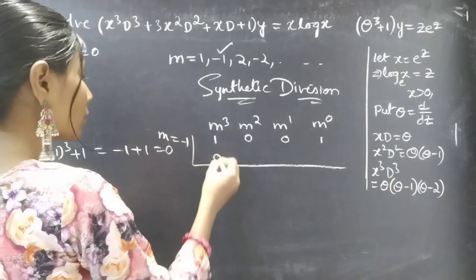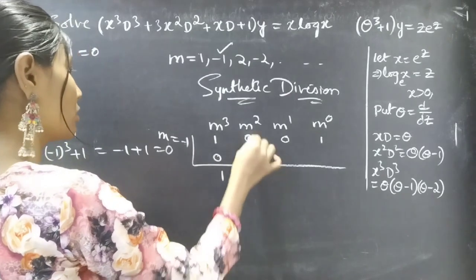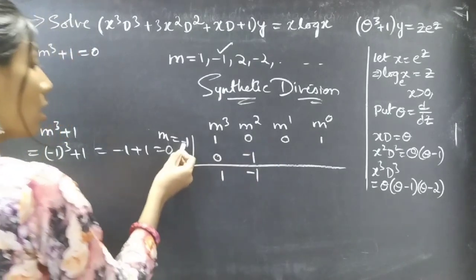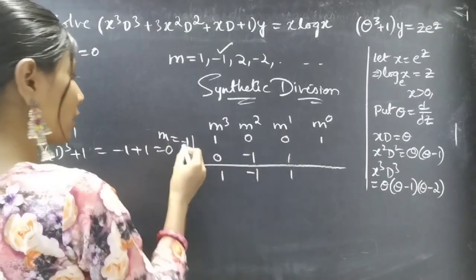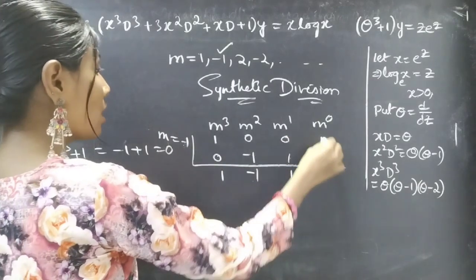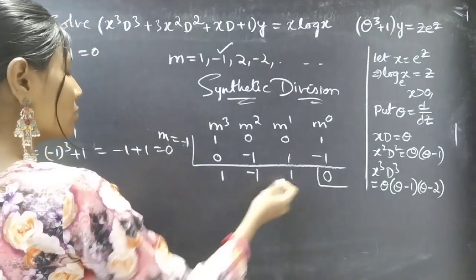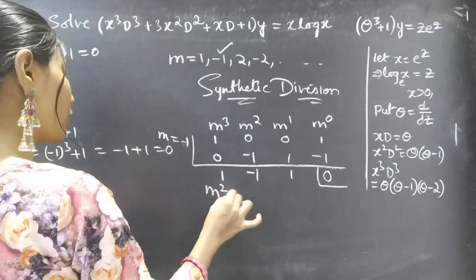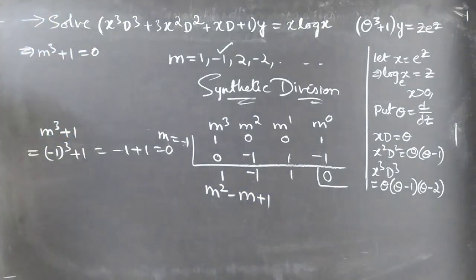Firstly, 1 plus 0 is 1, minus 1 into 1 is minus 1, 0 minus 1 is minus 1, minus 1 into minus 1 is plus 1, 0 plus 1 is 1, minus 1 into 1 is minus 1, minus 1 plus 1 gets cancelled and you'll get 0, right? And this also gives the polynomial m square minus m plus 1, right?